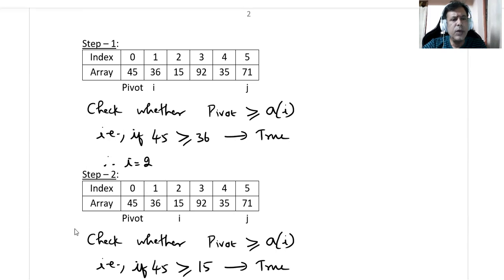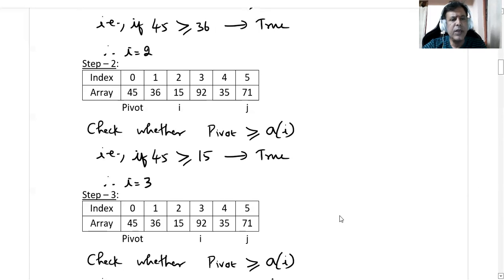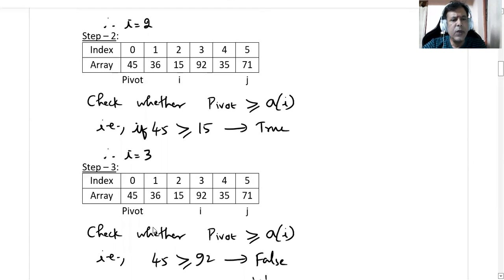Now in step 2, you compare the pivot again with A[i], which is now 15. You see whether 45 is greater than or equal to 15. Yes, it is true. That means you will increment the i value further. Earlier it was 2, now it will become 2 plus 1, so it will become 3. In step 3, again you will compare the pivot, that is 45, with this A[i], which is 92.